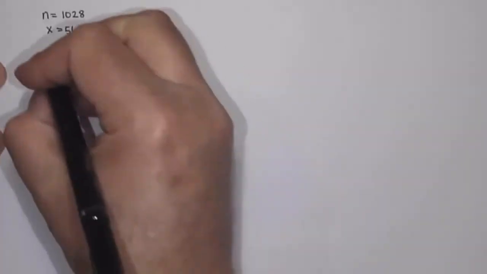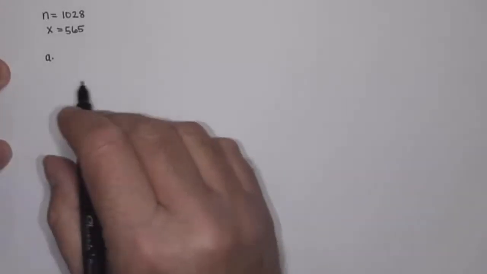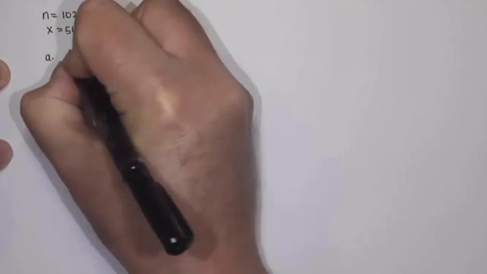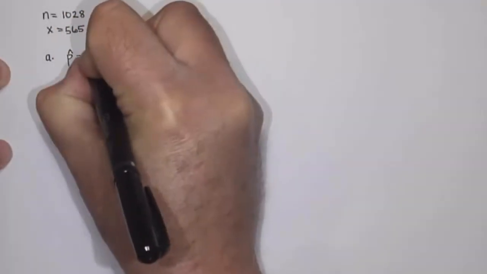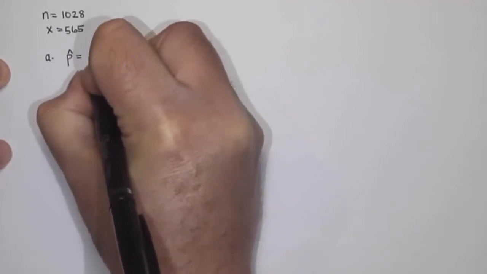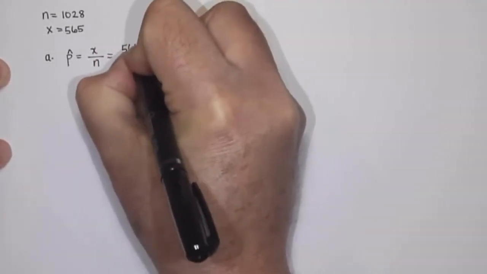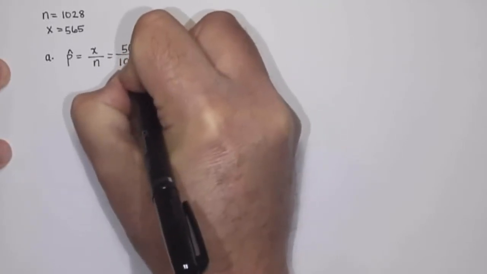So in Part A, we're supposed to find a point estimate for the population proportion of adult Americans who are registered organ and tissue donors. In other words, what's the true proportion of adult Americans who are registered to donate organs and tissues? Well, our point estimate is going to be P hat. And we're going to find P hat by taking the number of successes, the number of individuals with the given characteristic, divided by the sample size. So that is going to be 565 divided by 1,028.